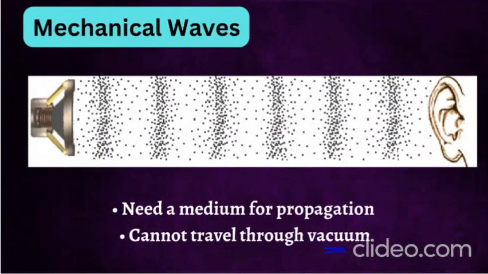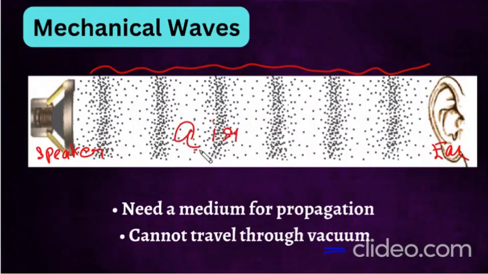Now how? Look over here. Let us consider the example of this: this is a source, let us say this is a speaker, okay. The sound waves from the speaker reach the human ear, correct. Now what is the medium in this? If you see in the middle, what is this? This is all air, isn't it?